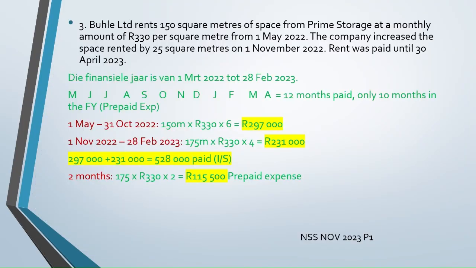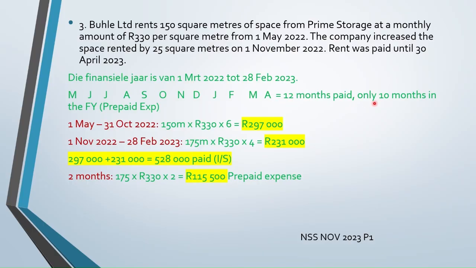Then number 3. Boule Limited rents 150 square meters of space from Prime Storage at a monthly amount of R330 per square meter from 1 May 2022. The company increased the space rented by 25 square meters on 1 November 2022. Rent was paid until 30 April 2023. So the financial year is from 1 March 2022 to 28 February 2023.